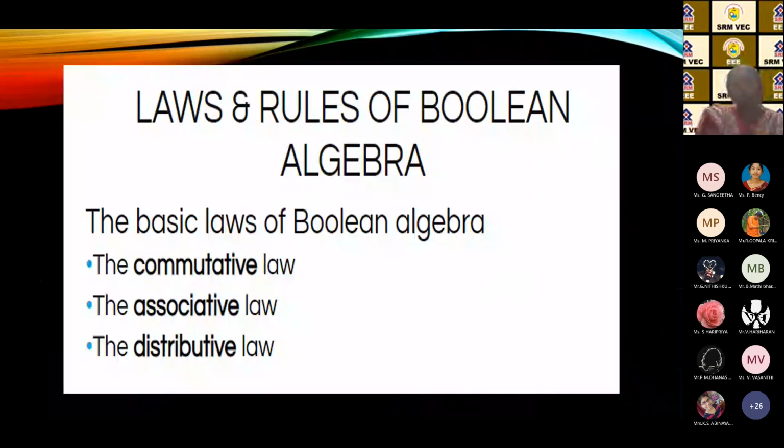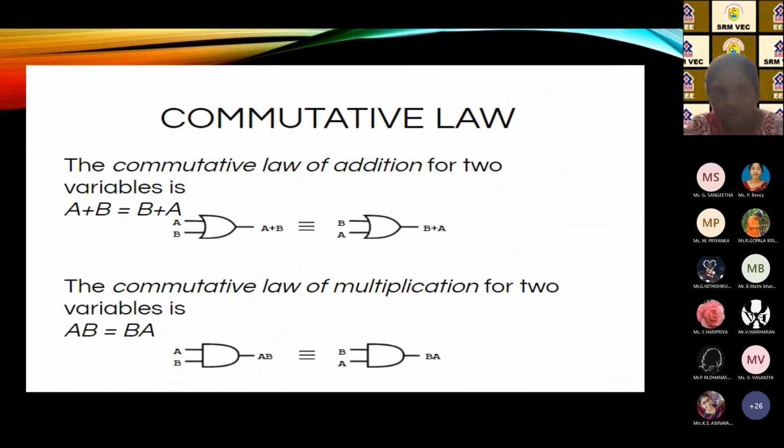We should follow the laws of Boolean algebra to reduce the equation. They are the commutative law, the associative law and the distributive law. What is the commutative law? Very simple: when you add two variables, A plus B, the reverse is also the same. We have studied in arithmetic algebra that 1 plus 2 is equal to 2 plus 1. 1 plus 2 is 3 and 2 plus 1 is also 3. This is what we studied as the commutative law.